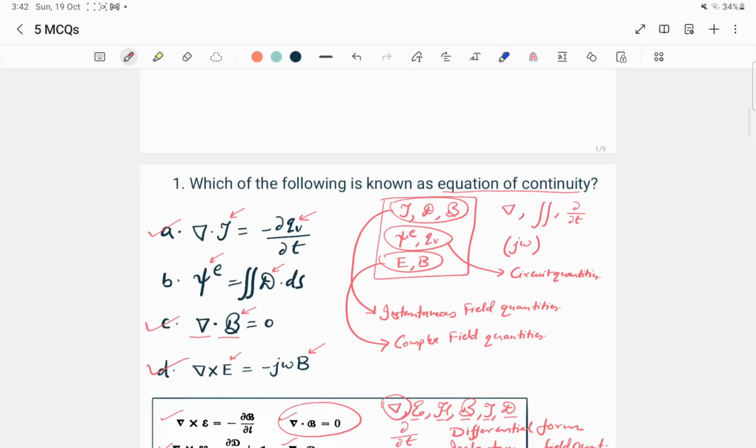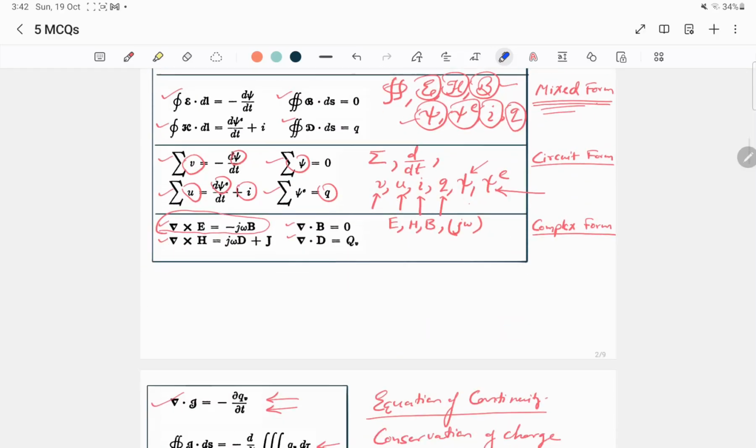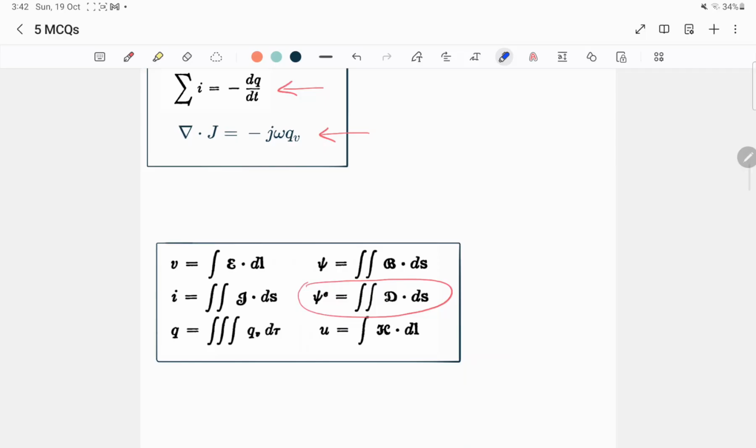Now if you see this option B, option B is a relationship between circuit quantity psi and field quantity D. Now let us look at these four quantities. Here, if you see carefully, the circuit quantities V, I, Q, psi, psi E and U, these are all circuit quantities.